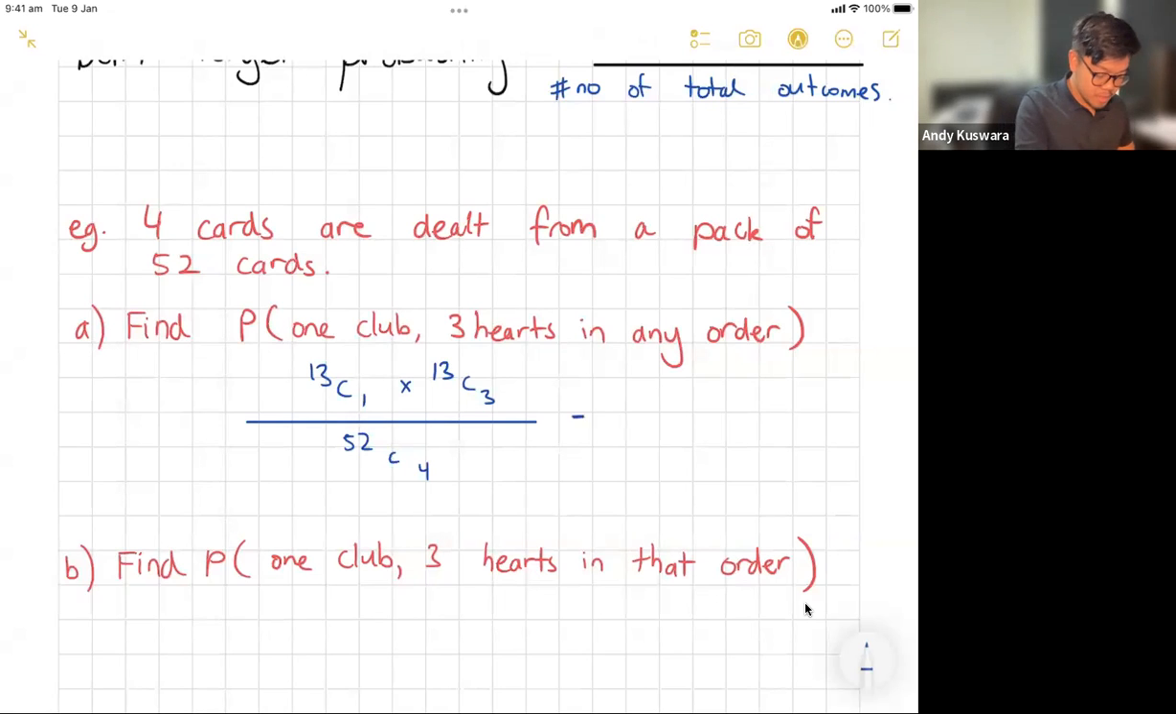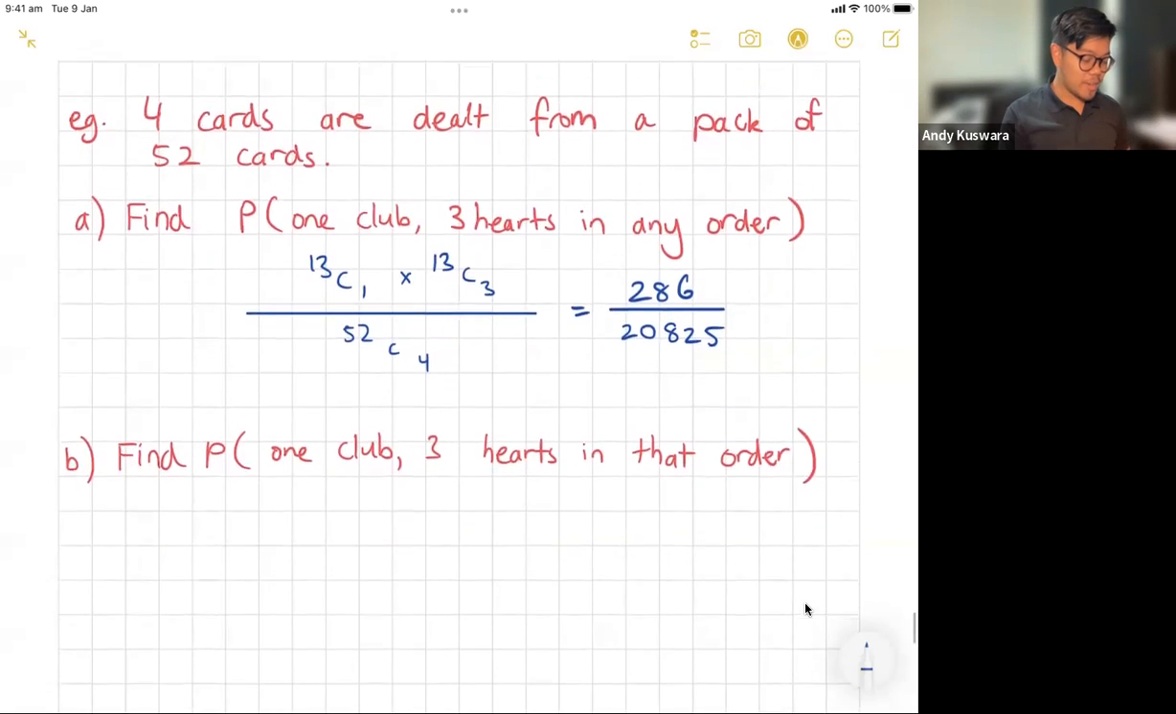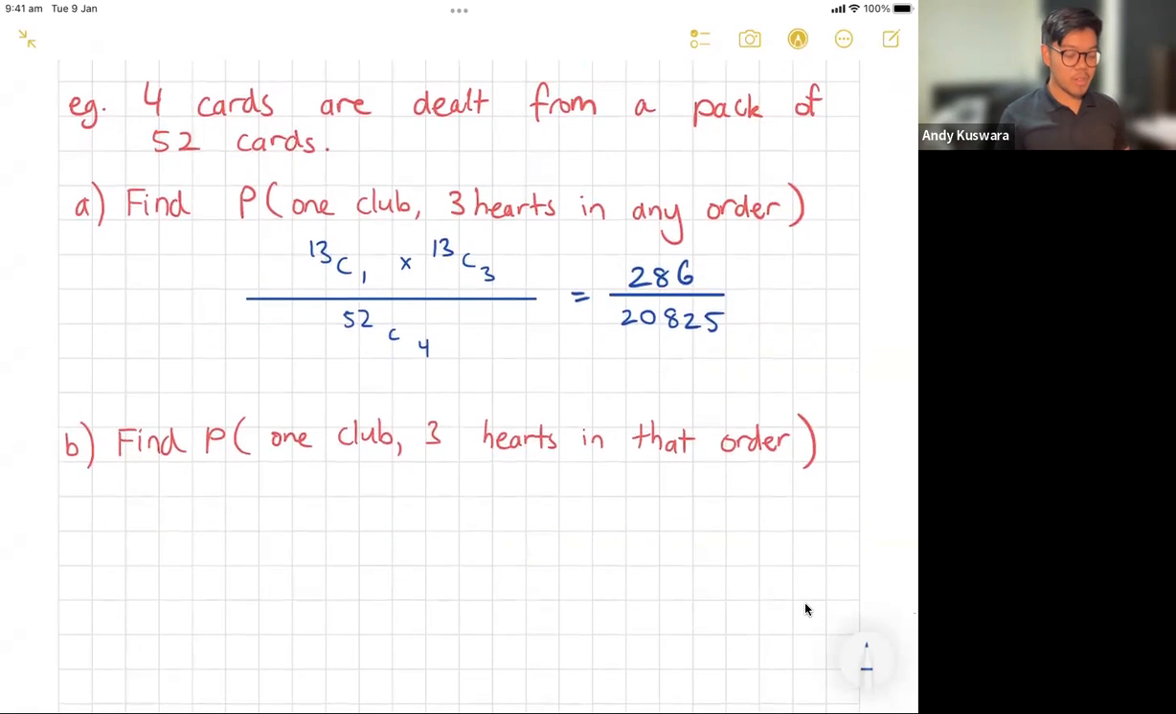That'll be the probability, 286 times out of 20,825. So not very likely, about maybe 1 in 100 chance. Yeah, 1 in 100 chance roughly. Okay, now what if I wanted to find the probability of 1 club and 3 hearts in that order?